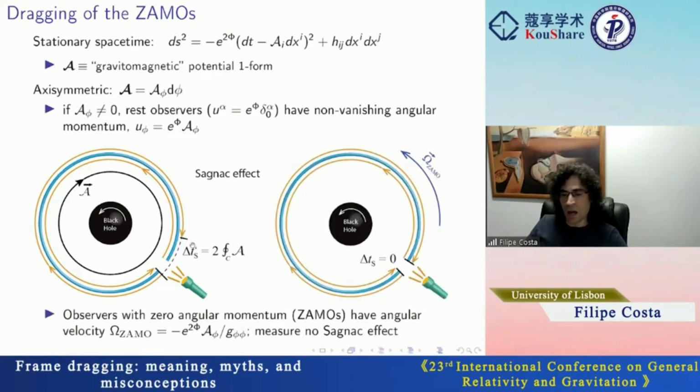Only the observers with zero angular momentum measure no Sagnac effect. So only for these observers, the positive and negative phi directions are equivalent. But these observers have a non-vanishing angular velocity. We can cast this form of frame dragging as the dragging of the zero angular momentum observers.